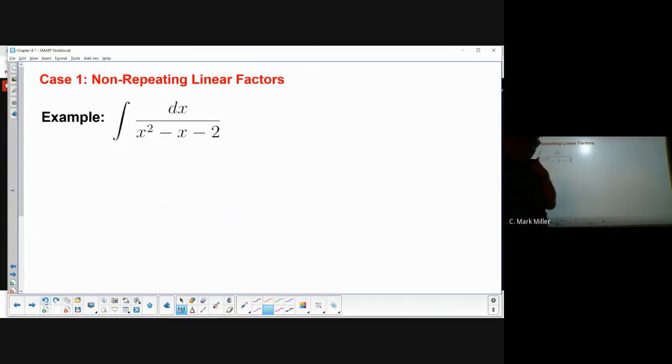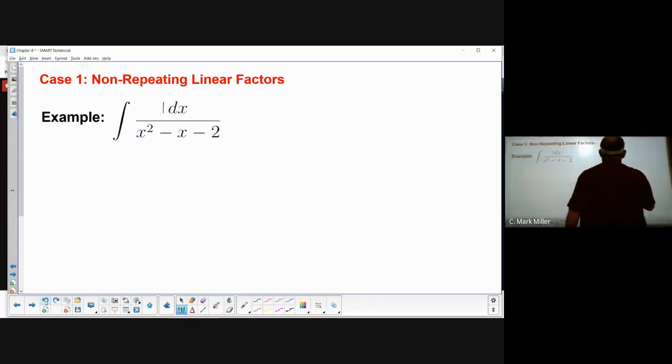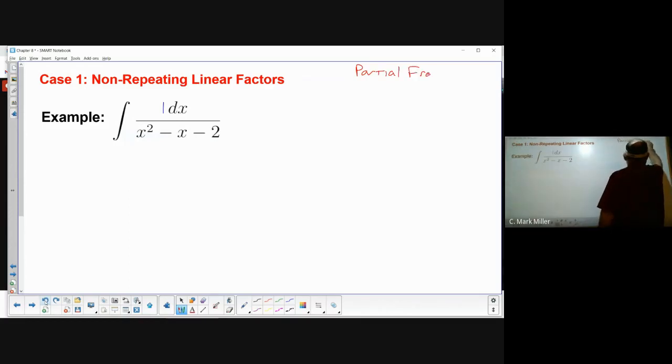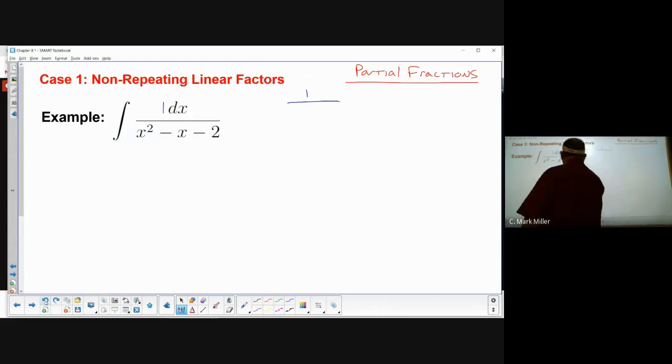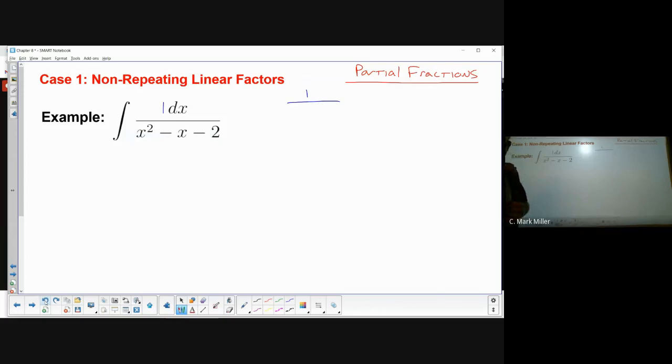The theorem says that my integrand here, this is really a 1 in the top, right? 1 over x squared minus x minus 2. So we're going to apply partial fractions over here. And it works like this. 1 over. Now we have to factor the denominator into linear factors if possible.